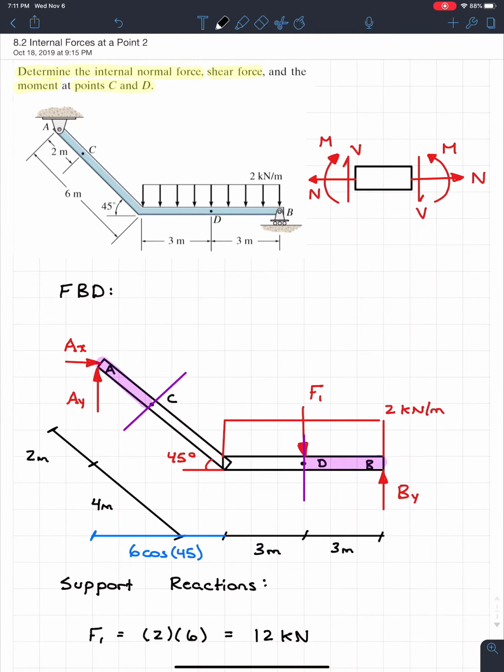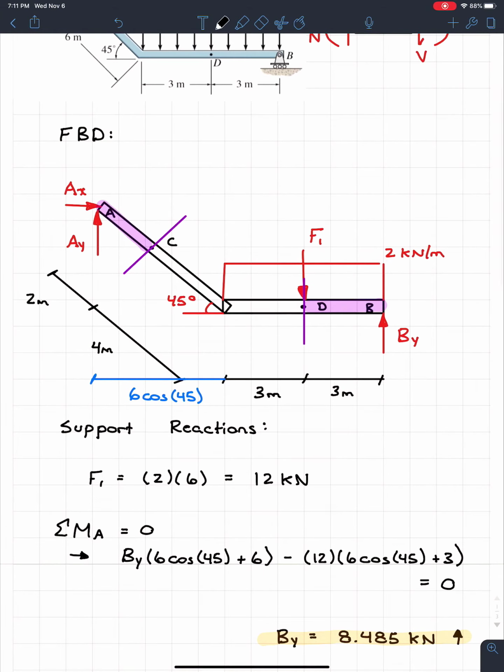Determine the normal force, shear force, and moment at points C and D. So let's start with C first. So point C. And if I look on my diagram, I said that I'm going to analyze that purple part at C. So to find those internal forces, what we need to do is cut the beam. Whenever you cut a beam, you expose its internal forces.